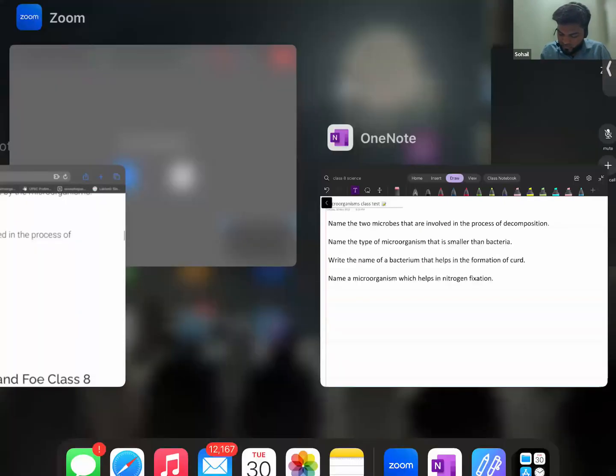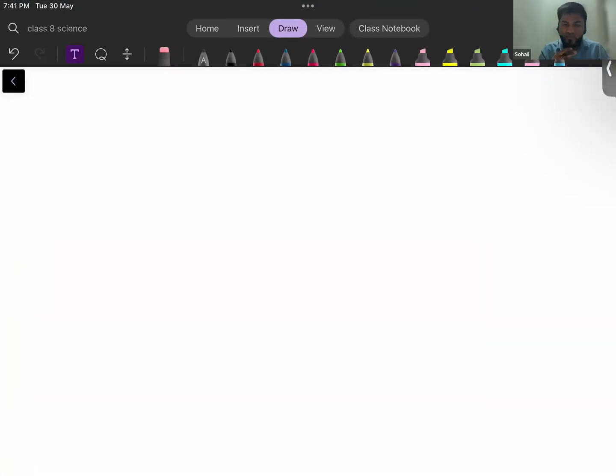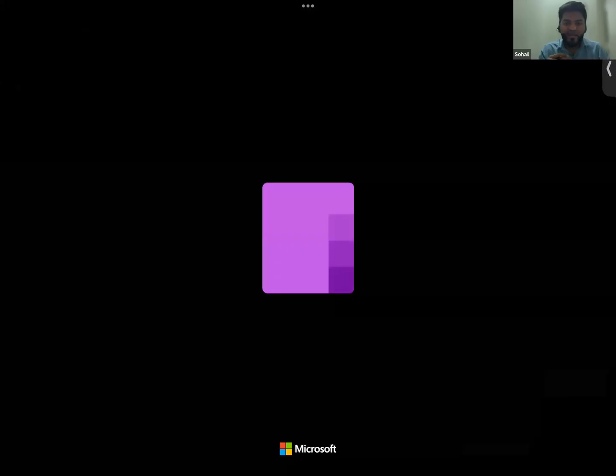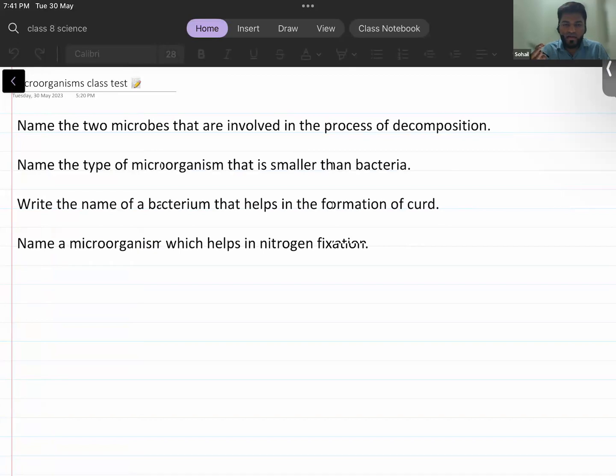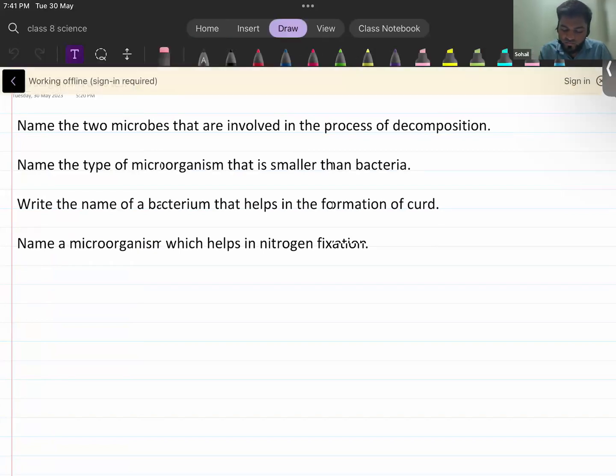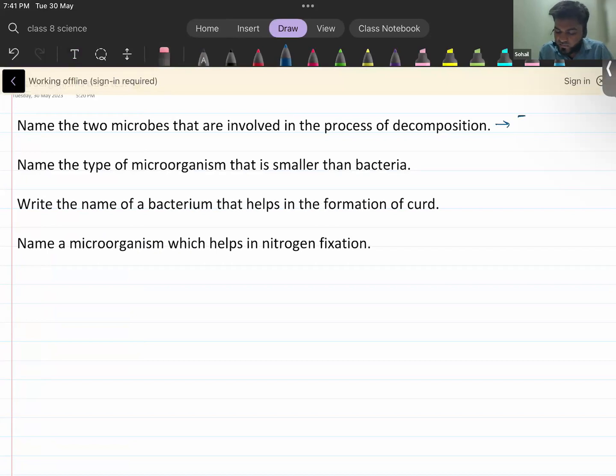Fungus is the correct answer, but algae is not related to decomposition. Bacteria and fungus, these two are related to decomposition. So the answer is fungus and bacteria. Read the second question.